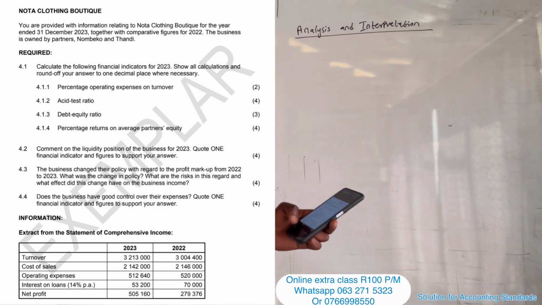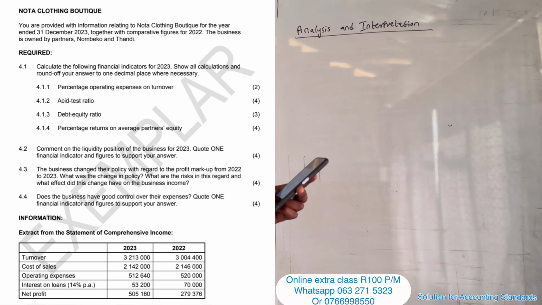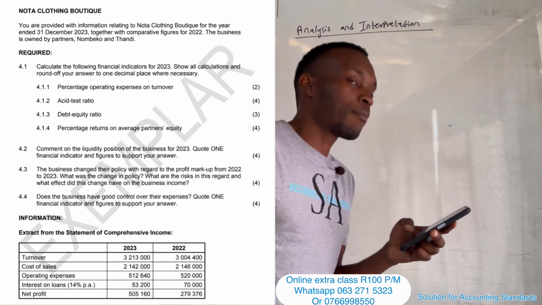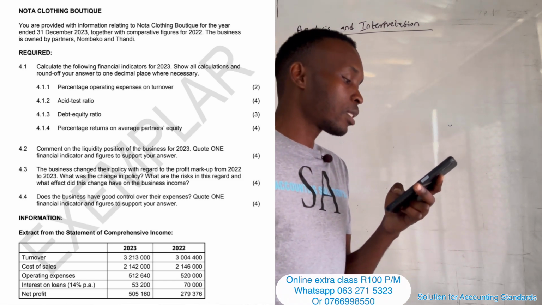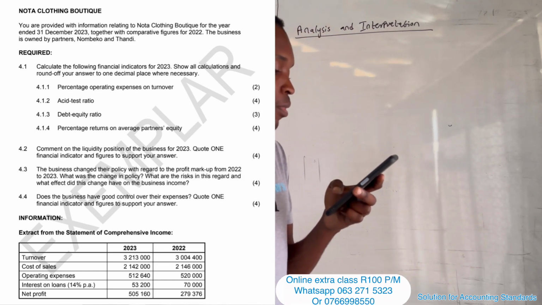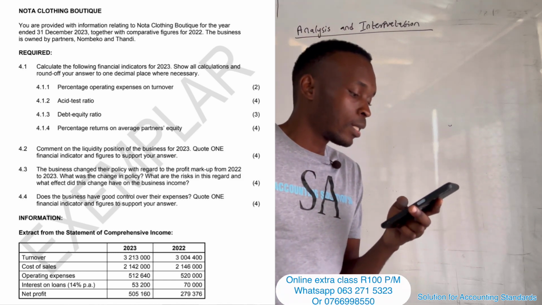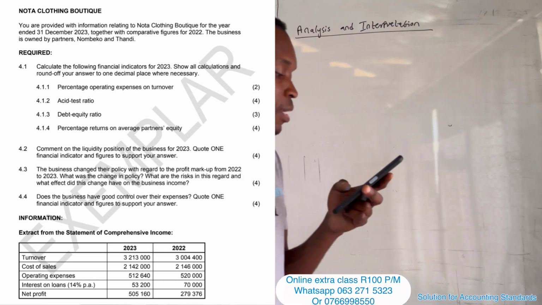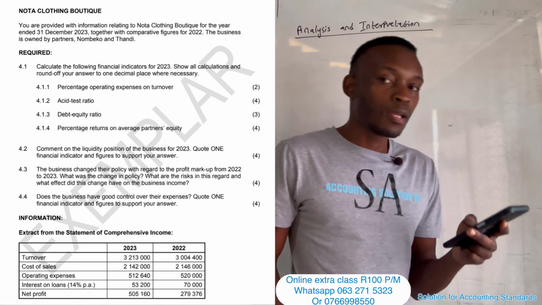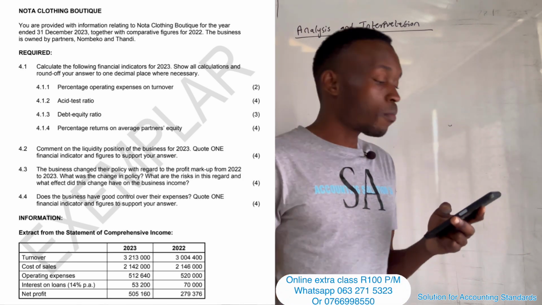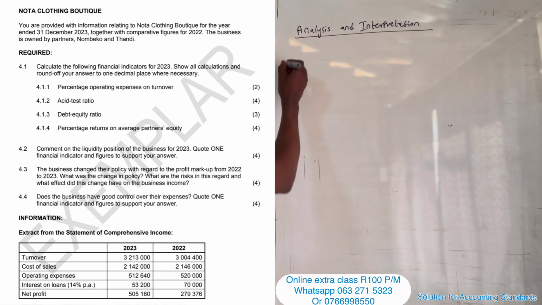Okay, now let's check our question paper. You are provided with the information related to Nota Closing for the year ending 31 December 2023, together with the comparative figures for 2022. The business is owned by partners Nombeko and Thandi. Okay, 4.1, calculate the following financial indicators for 2023, show all the calculations and round off to the nearest answer. And once they say round off, guys, you're going to get some commas somewhere.